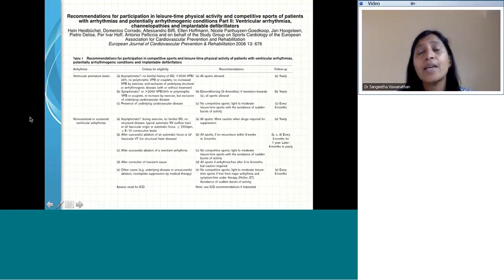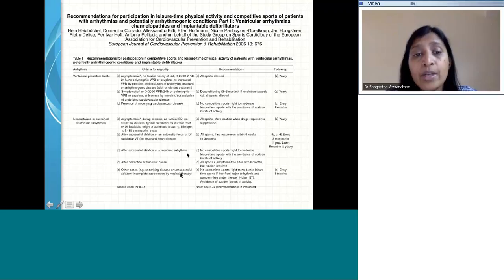However, if there is underlying cardiovascular disease, if there is structural heart disease, or if you have channelopathies, then you will restrict competitive sport and allow only leisure activities, avoiding sudden bursts of activity.